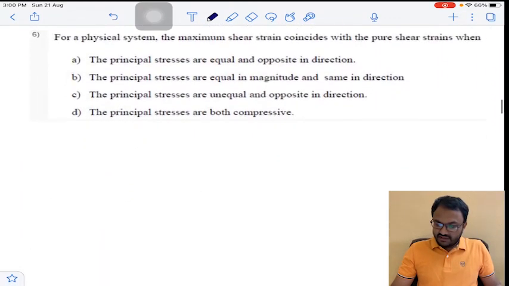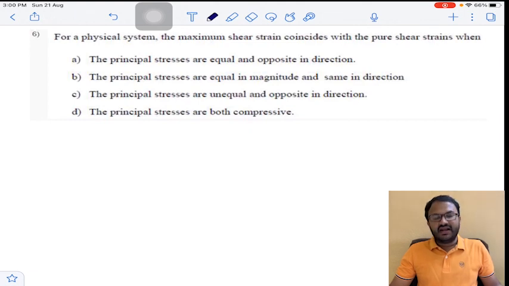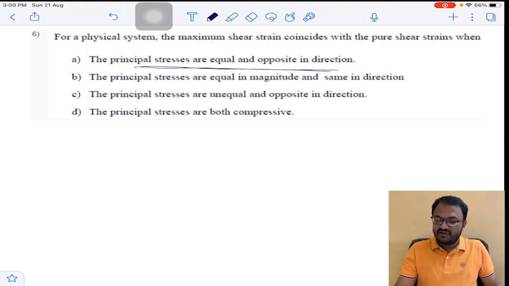Next question. For a physical system, the maximum shear strain coincides with the pure shear strain when. So already this concept I explained in the earlier problems, that the maximum shear stress coincides with pure shear stress. So in that case, the principal stresses are equal in magnitude and opposite in direction. When the principal stresses are equal and opposite in direction, then the condition will be satisfied. For question number 6, answer is A.